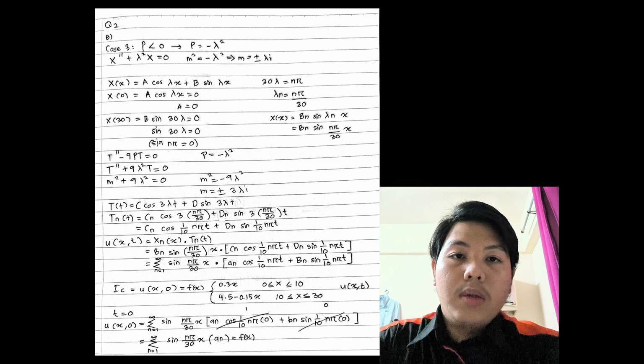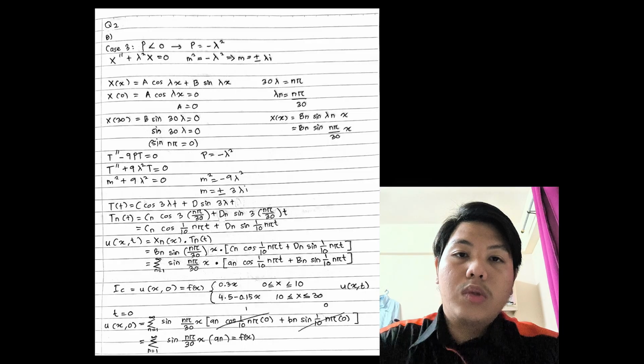So the general solution is X(x) = a cos λx + b sin λx. By applying the boundary condition, X(0) = 0 gives a = 0, leaving us with X(x) = b sin λx. Then applying X(30) = 0, since b cannot be 0, we need sin 30λ = 0, which means 30λ = nπ. So λ_n = nπ/30 and X_n = b_n sin(nπx/30).